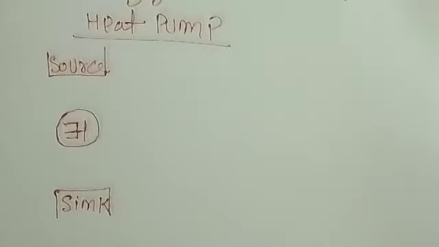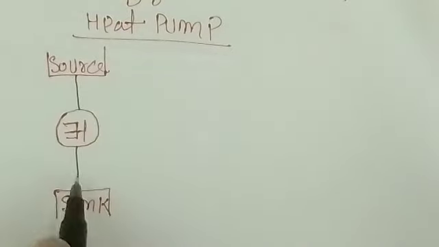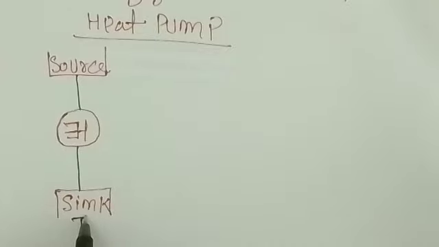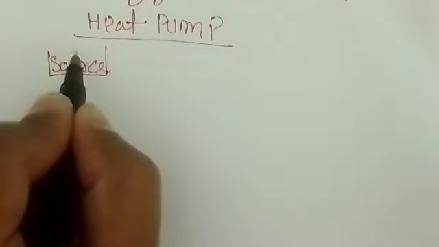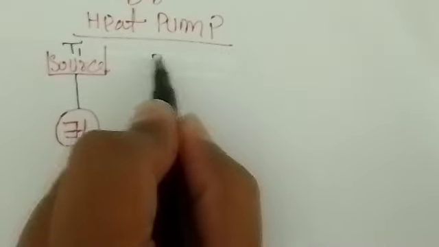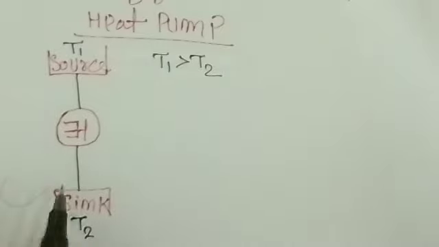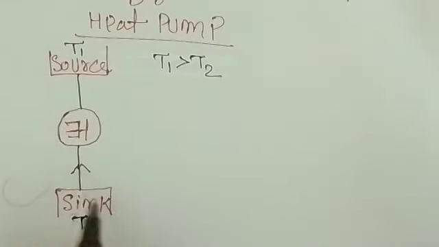So this is the reversible heat engine, but the direction of heat is opposite, from the lower body to the higher body. So this sink has a temperature, let's say T2, and the source has a temperature T1. The condition is that T1 is greater than T2. The heat is flowing in the reverse direction, from the lower body temperature to the higher body temperature.